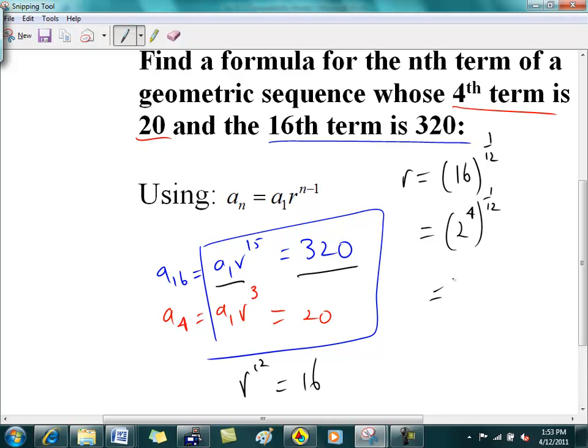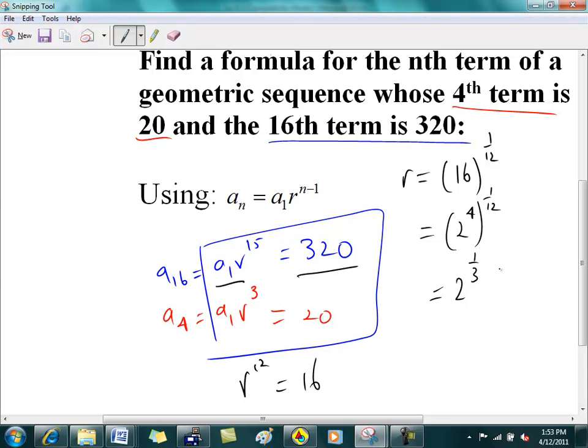What next? 2 to the 1/3. That's what Leon's saying. Is everybody okay on that? Is everybody all right with 2 to the 1/3 for R? Yes. Now what?